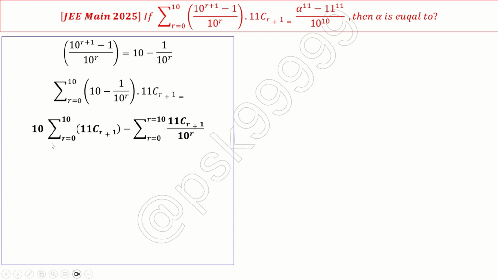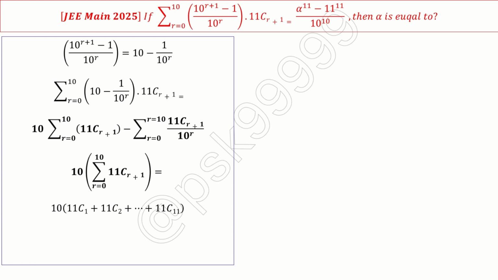Okay, now let's simplify term by term. First we will take the first term and then the next term. First term is nothing but 10 times sigma 11C(r+1), which, if I expand it, will become 10 times (11C1 + 11C2 + up to 11C11). What is missing? 11C0, correct? So I will add 11C0 and subtract 11C0. This will become 10 times (2^11 − 11C0), which is nothing but 10 times (2^11 − 1). Now you have the first term.